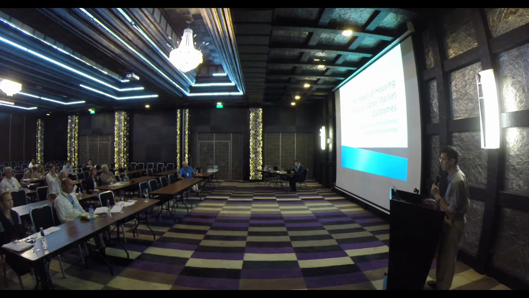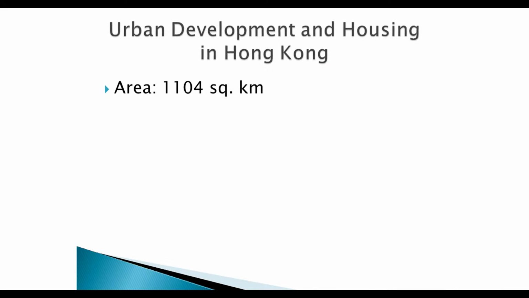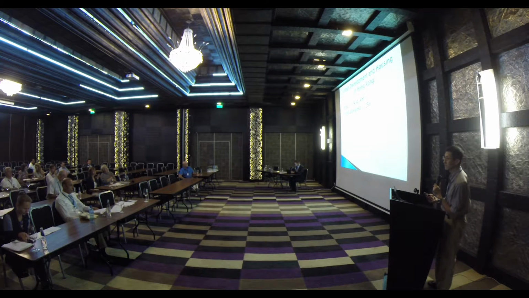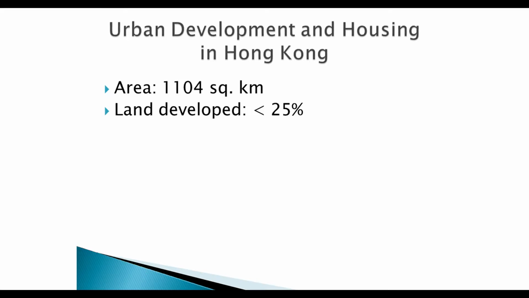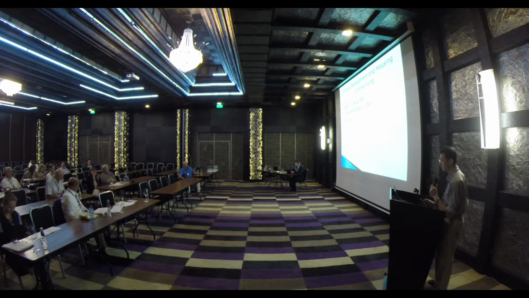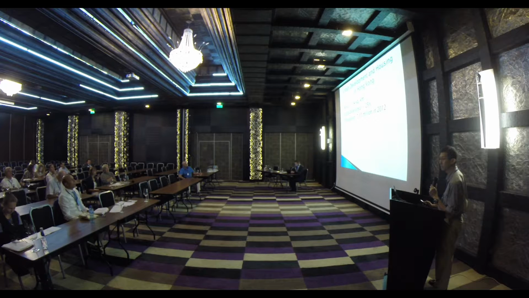Before we get to the data and the results and the empirical model, a few words about Hong Kong, in case you're not familiar with the place. It's a small place. The area of Hong Kong is 1,100 square kilometers, but the percentage of land developed is relatively low as well. Less than 25% of this small piece of land is developed. However, we have a large population, 7.15 million in 2012. That was our last census. So the population is actually larger than the total population of Bulgaria, I think.